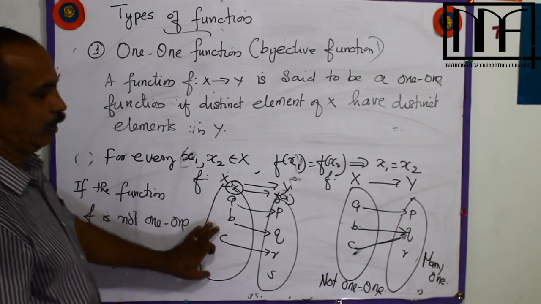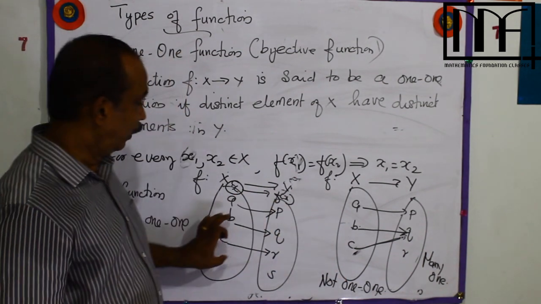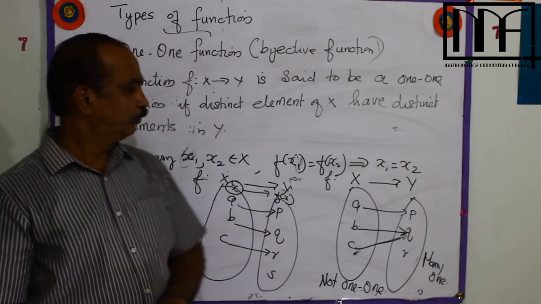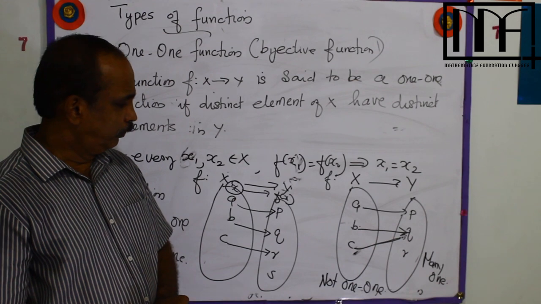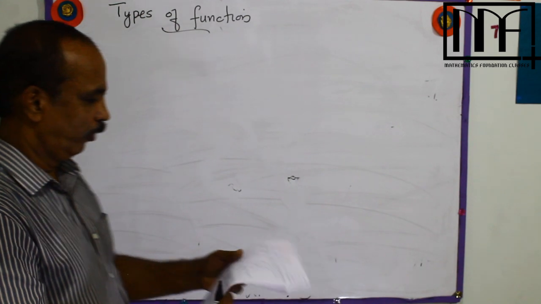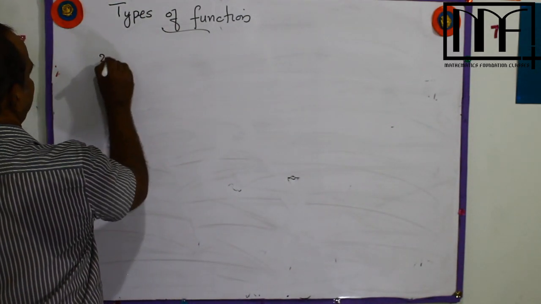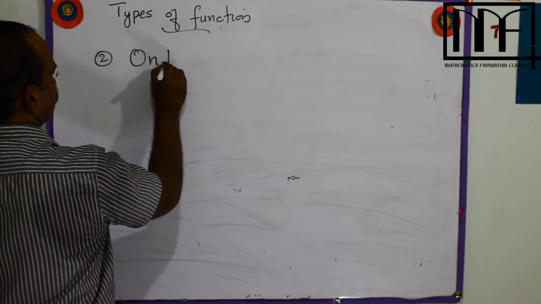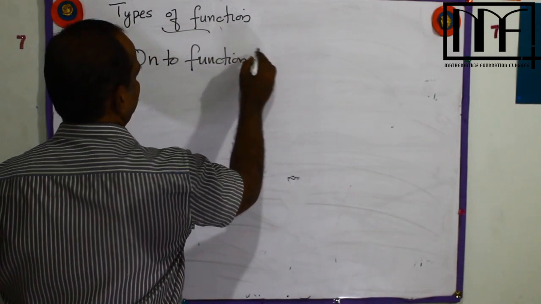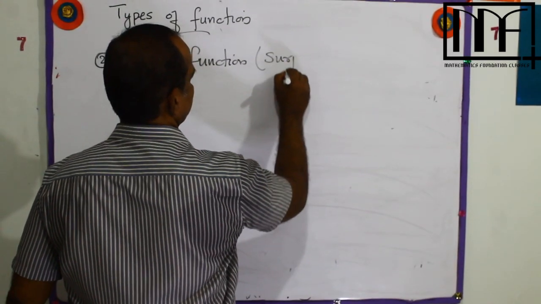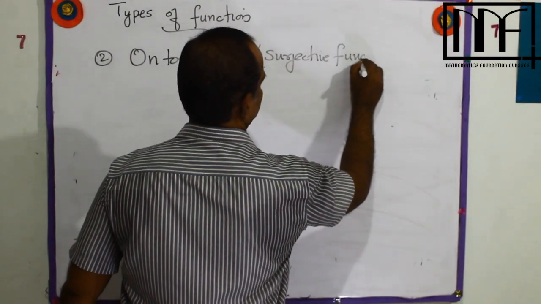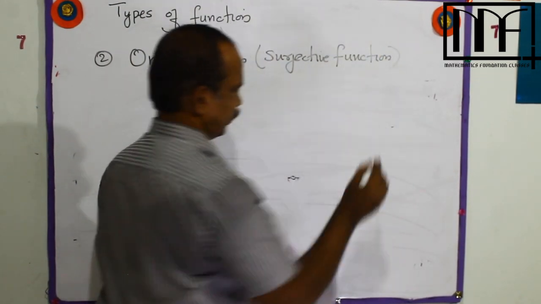The element in A, 1 or 2 or 3, or some elements of the domain set has more than one image. Okay, not 1-1, so it is called many-one functions. Next is onto function. Number 2, onto function, or it is called surjective function.